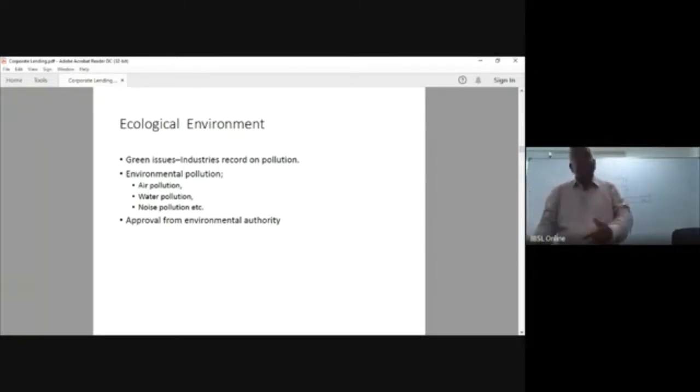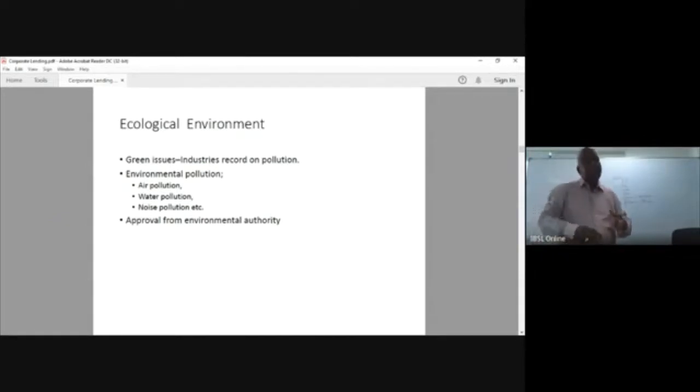The industries can pollute the ecology, the environment, the ecological environment. We call it environmental pollution. So there may be air pollution, water pollution, noise pollution, etc. You must see whether this particular industry affects the ecological environment, whether there could be pollution.